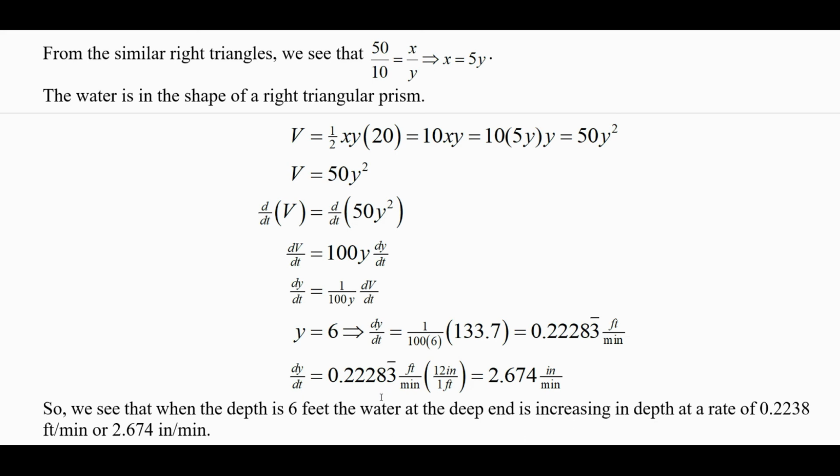We could leave it like that or multiply by 12 inches per foot to get about 2.674 inches per minute. So we see that when the depth is 6 feet, the deep end is increasing at a rate of 0.2228 feet per minute, or 2.674 inches per minute.